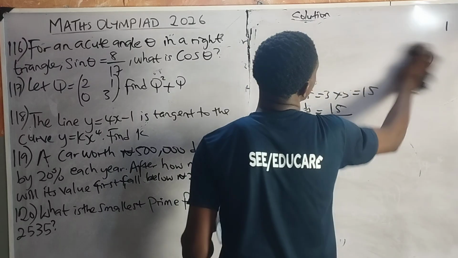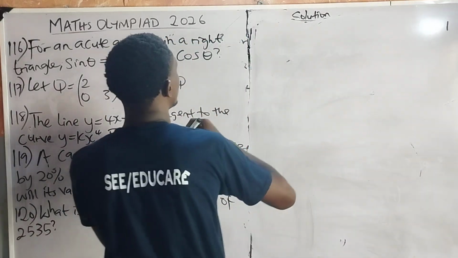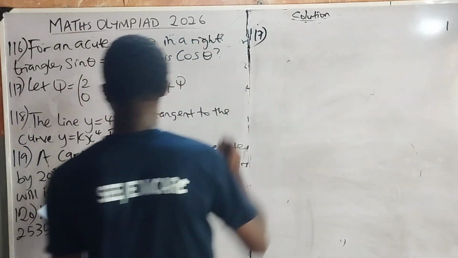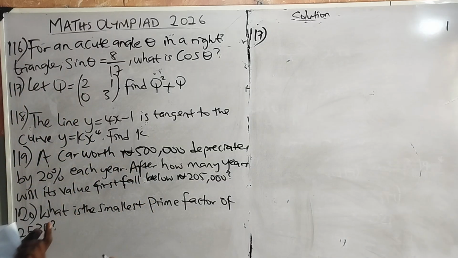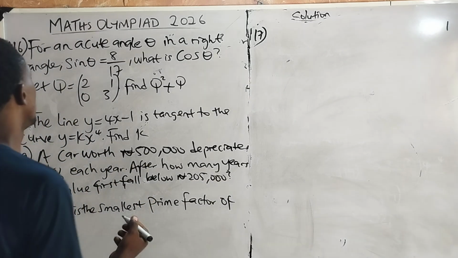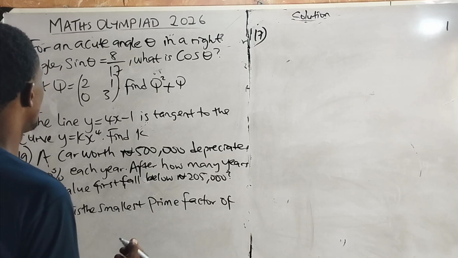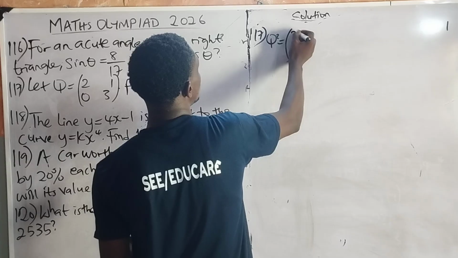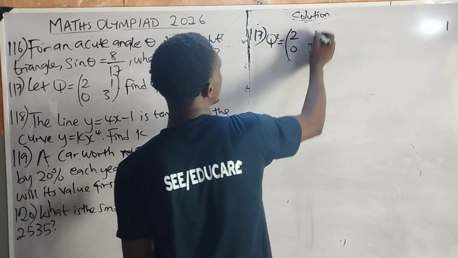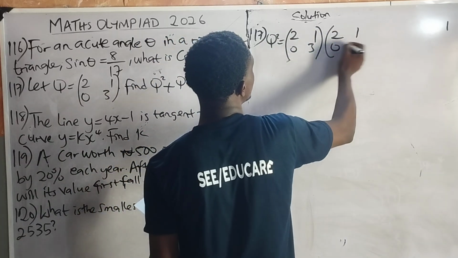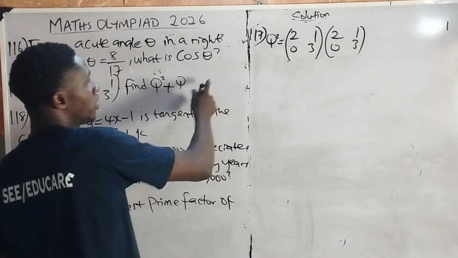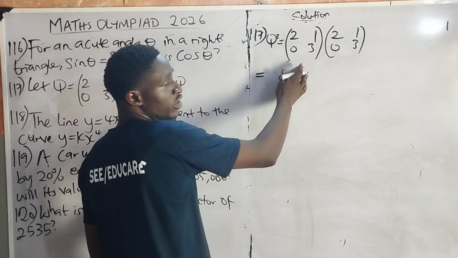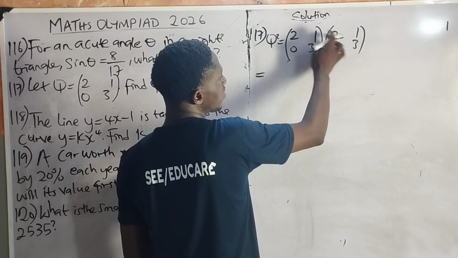Question 117. We have a matrix there. Let matrix Q equal [2, 1; 0, 3]. Find Q square plus Q. So Q square is equal to [2, 1; 0, 3] times [2, 1; 0, 3]. Let's get Q square. So this is multiplication of matrices. This times this plus this times this.